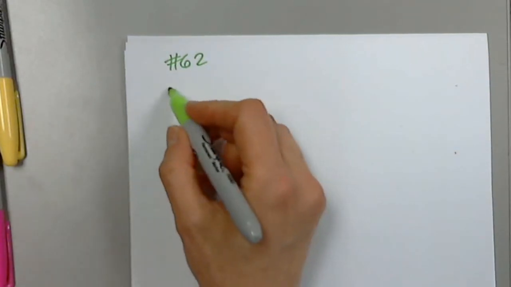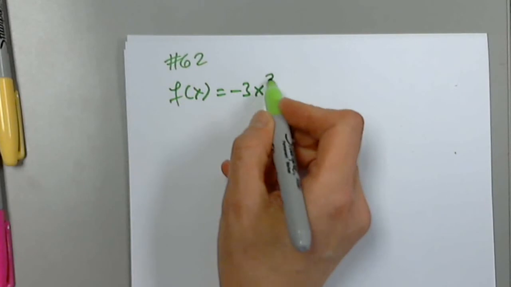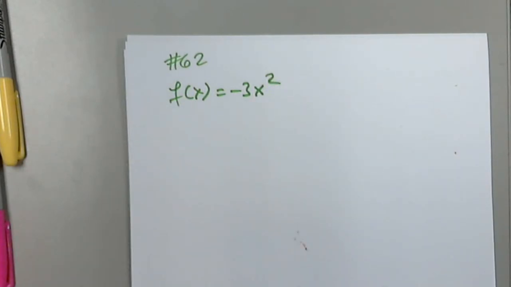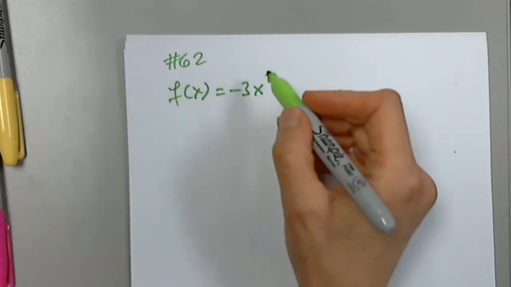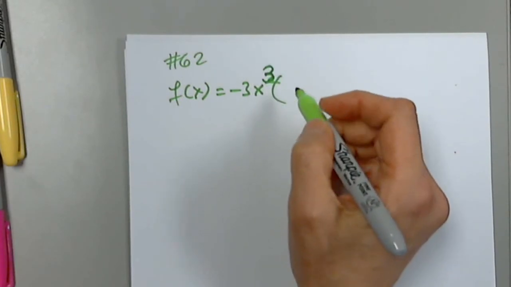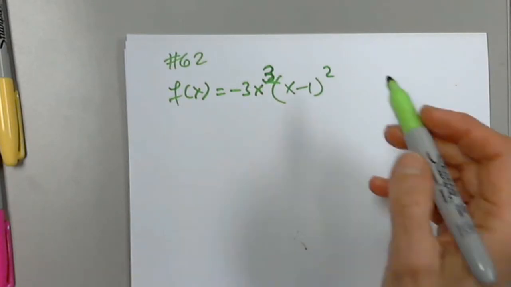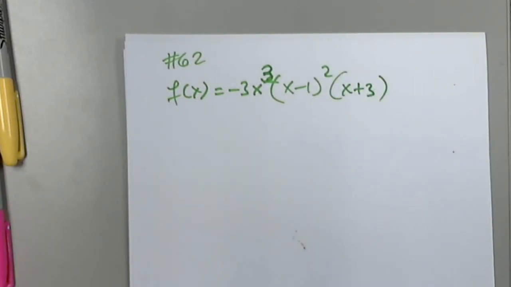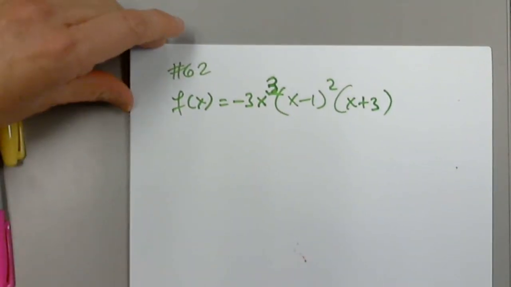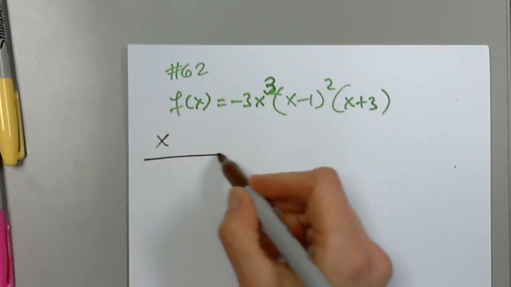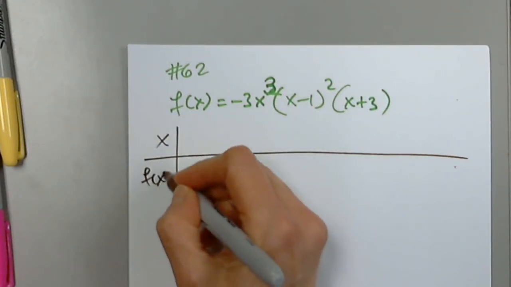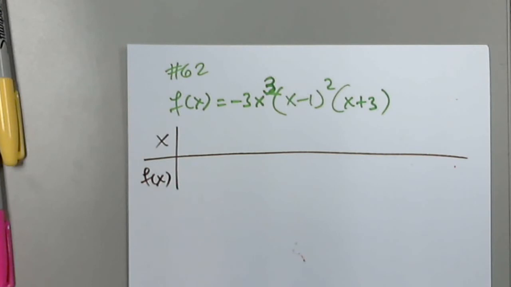62. So you see the applications of this. Negative 3x squared. Oh, is it x squared? No, it's x cubed. Okay, x minus 1 squared. And x plus 3. Degree, please. Would anyone like to tell us a degree?